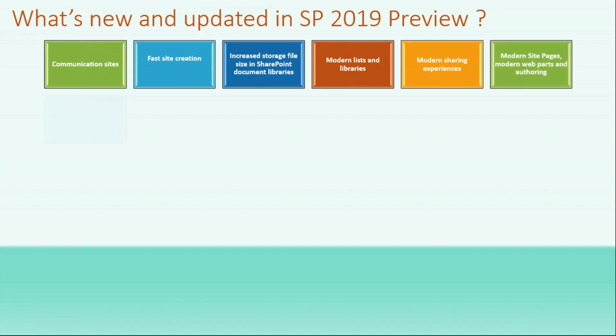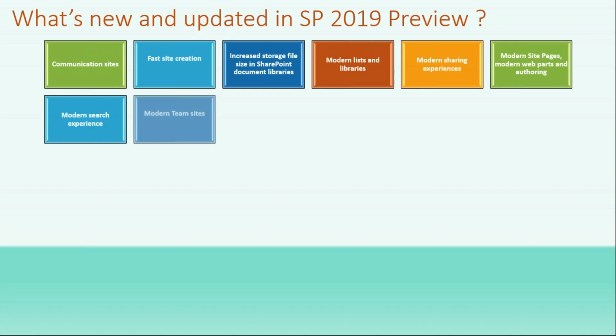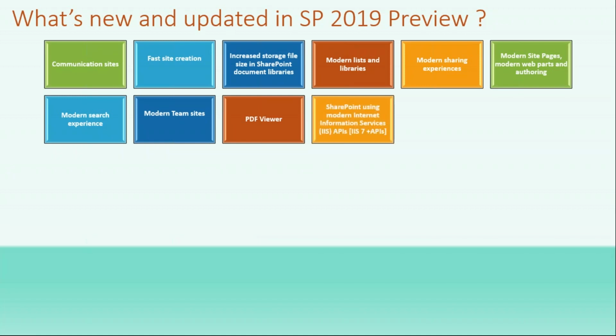Modern site pages, modern web parts and authoring, modern search experience. You have the contextual type-ahead search, and I think Jayanthi would be showing a demo of that. Let's say you're searching for someone, the moment you type, as you type, you'll see the search results being displayed. That is available in your Office 365, and now we have that in your SharePoint on-premises site also. I spoke about modern team sites already. PDF viewer, we have that.